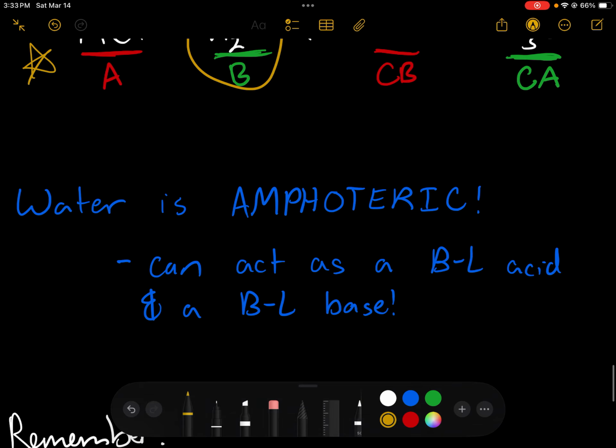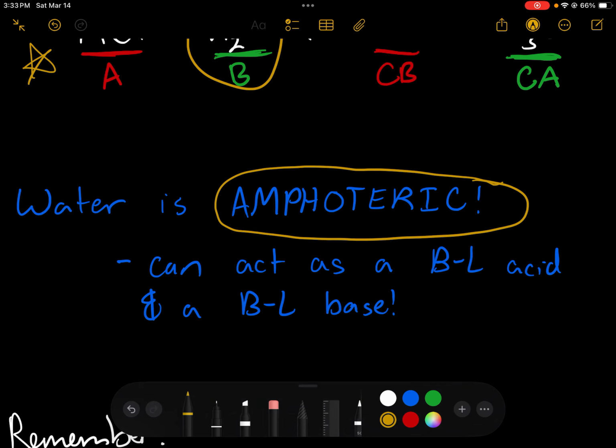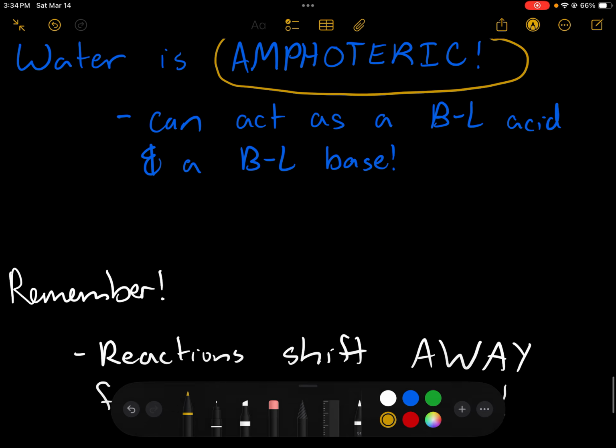If that is the case, we say that those molecules are amphoteric, meaning that they can act as either. Water is the most famous example of an amphoteric molecule and the only one that the AP test will want you to know. But there are other molecules that can do it. You may see examples of it from time to time, but you just need to know that water is amphoteric.